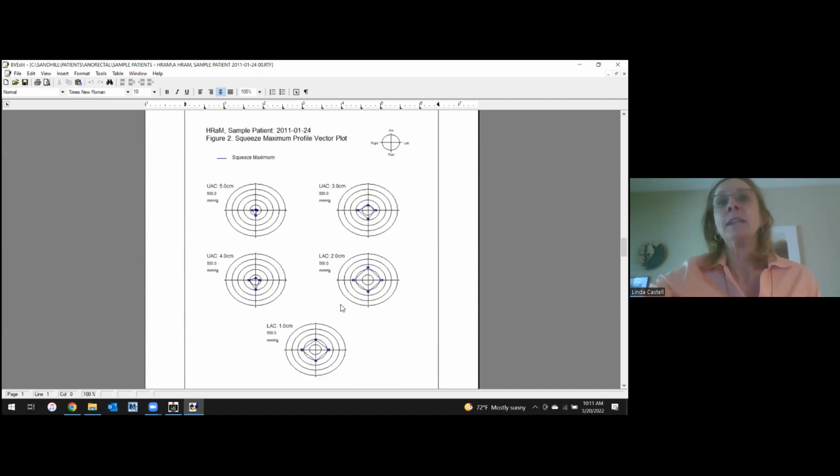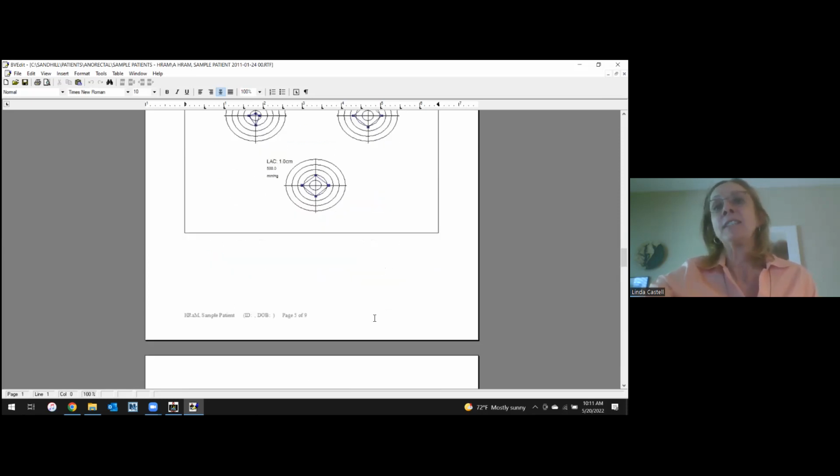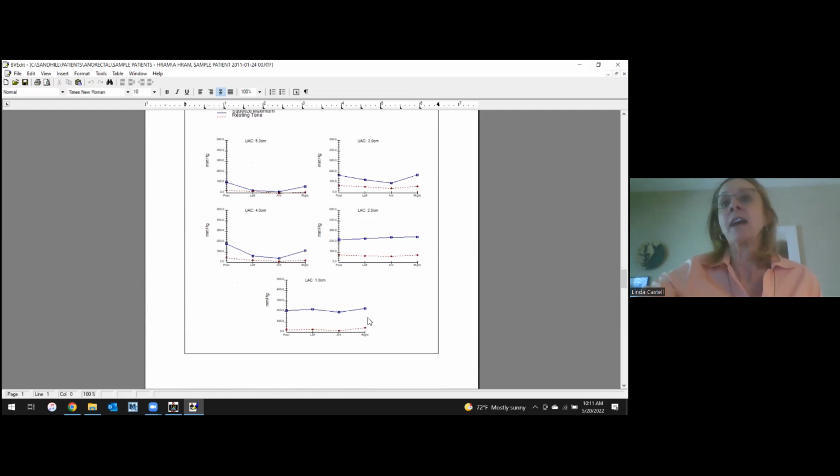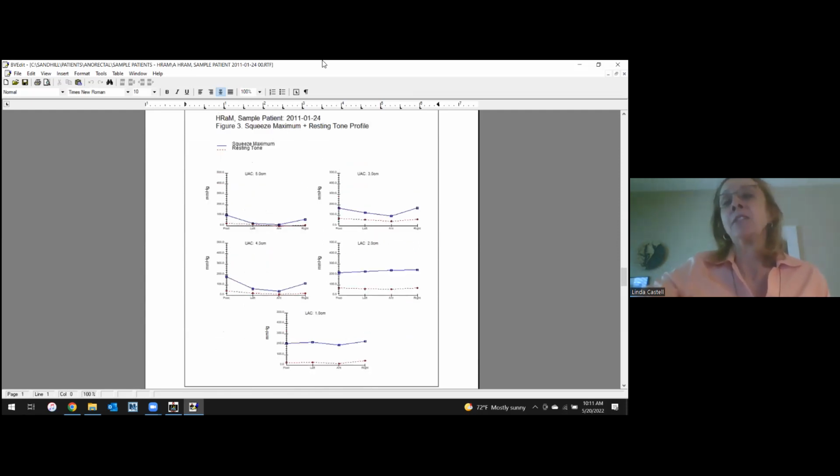This is squeeze, so the same thing with squeeze. Here our range is 500, so each circle is 100. That's 100, 200, a little bit more than 200. They're all in the same vector, very symmetrical sphincter. This is the graph that I like. I don't look at those other ones, but again, you're going to concentrate on 2 centimeters.